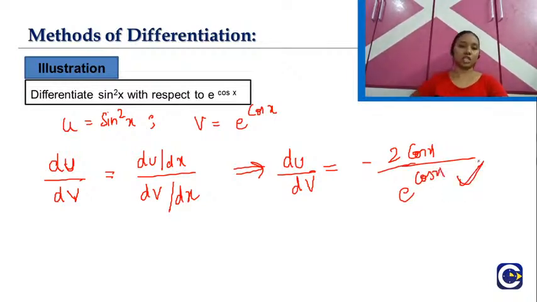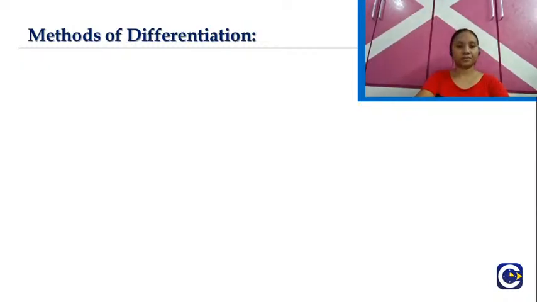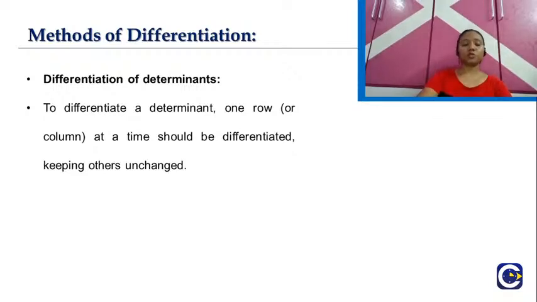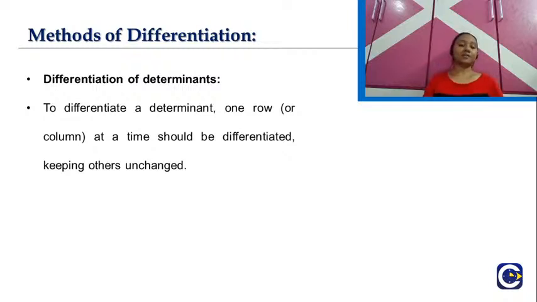I guess you are clear with this topic of differentiation of one function with respect to the other one. So now we'll move to our next concept, that is differentiation of determinants. There will be a separate procedure to differentiate determinants, so let's learn what that is. To differentiate any determinant, we can take either one column or a row. It's up to you.